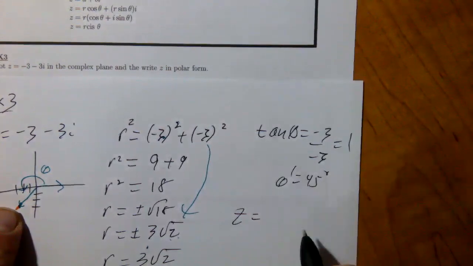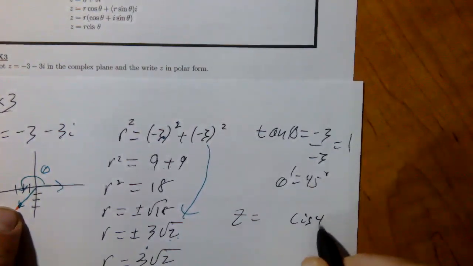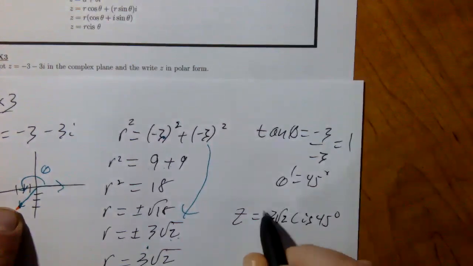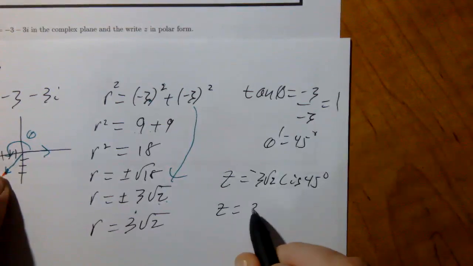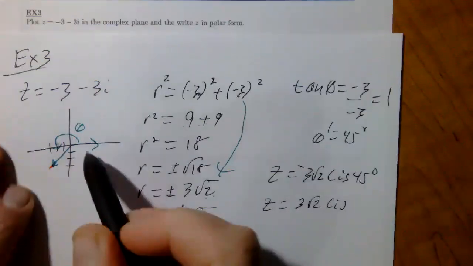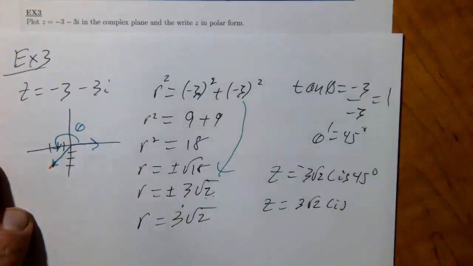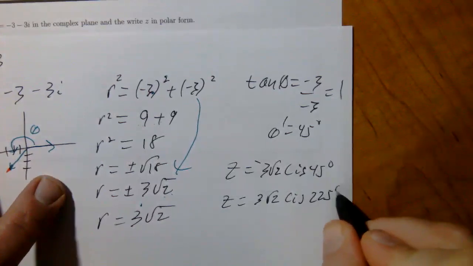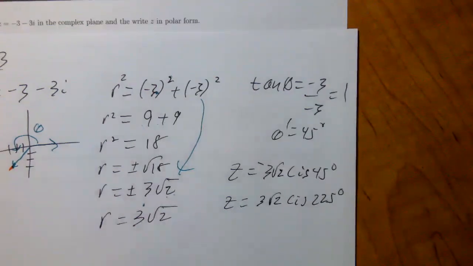Okay, so you could write this as cis 45 degrees, but then your R, you would use the 3 root 2, but you would need to walk backwards. Okay, or you could use the positive 3 root 2, but then instead of 45 degrees, you would have to go all the way around here. So 180, more than 45. So 225. Right? So either one of those would work.